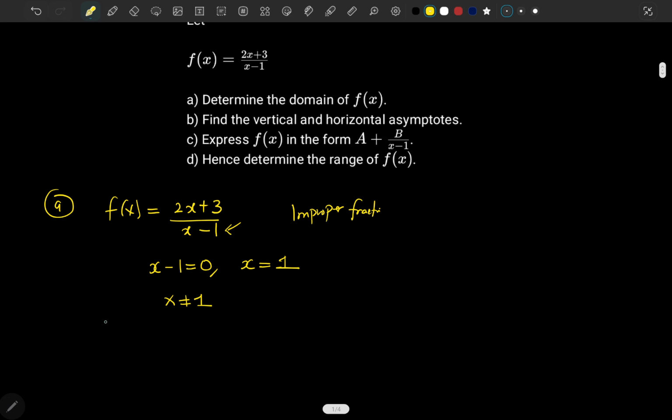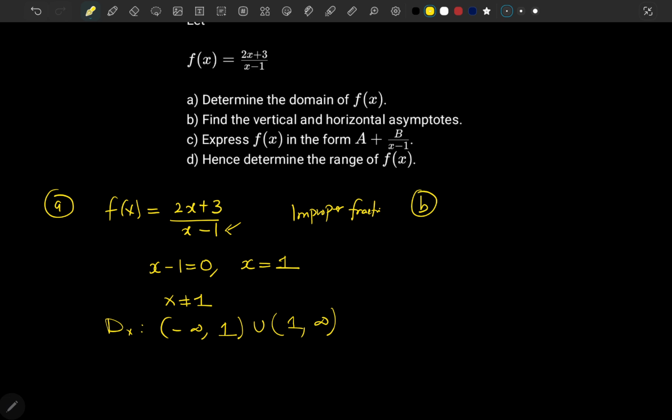Meaning my domain ranges from negative infinity to 1, I'll remove it, union, all the way from 1 to positive infinity. So I'm going to remove everything to do with 1 in your domain. Meaning, I'm using curved brackets to indicate that 1 is not part of the solution. That's the domain. How do we find the vertical asymptotes and the horizontal asymptotes?